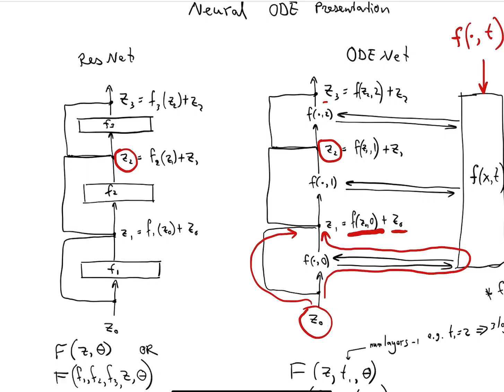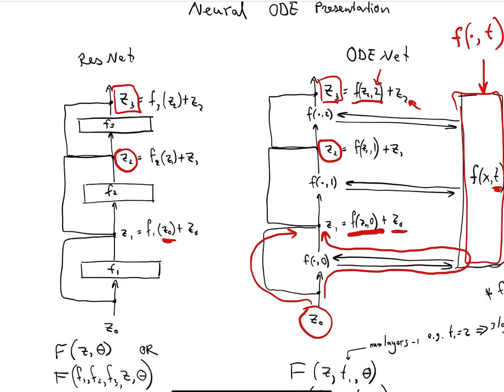Similarly, z3 is computed as f of z2, where the value of t is 2 and the input is z2. And so the output is z3, and if we check, it is equivalent to this output. So all we are saying is that our shared network, f of z, t, has an additional parameter now. It has a parameter t, versus before it was just parameter z.